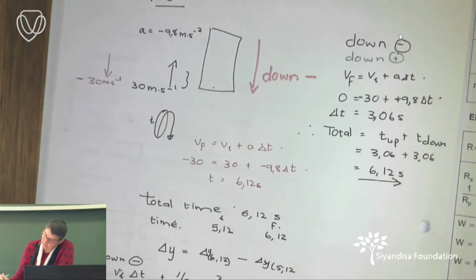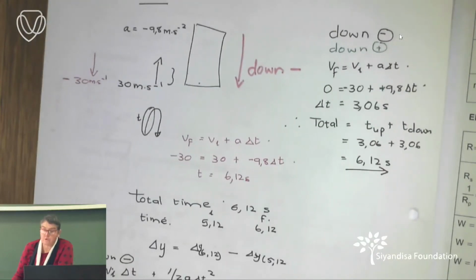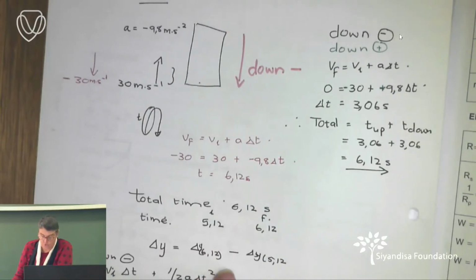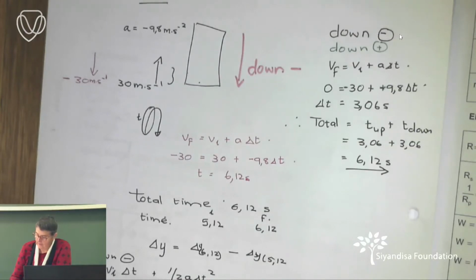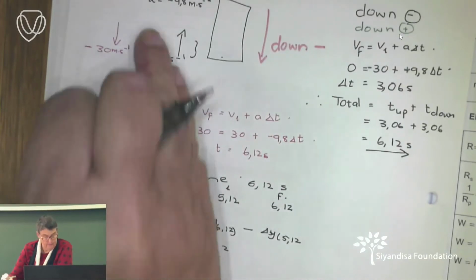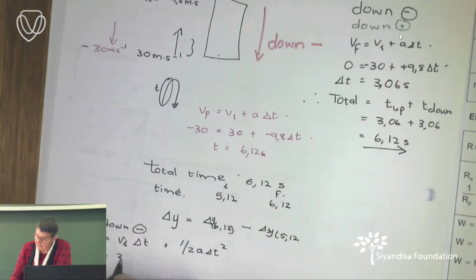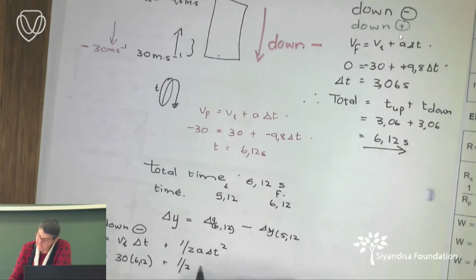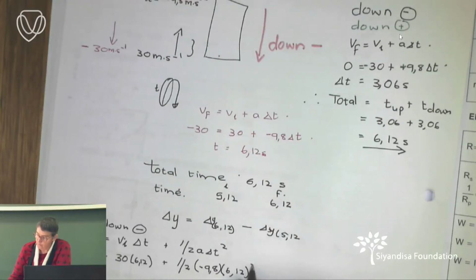So the first thing I'm going to do is I'm going to do this for the time at 6,12 seconds. Okay, so let's go. So that's going to give me delta y is equal to what was my initial velocity. My initial velocity was always 30. What was my change in time? I'm busy with 6,12 seconds, plus half of negative 9,8 times by 6,12 squared.